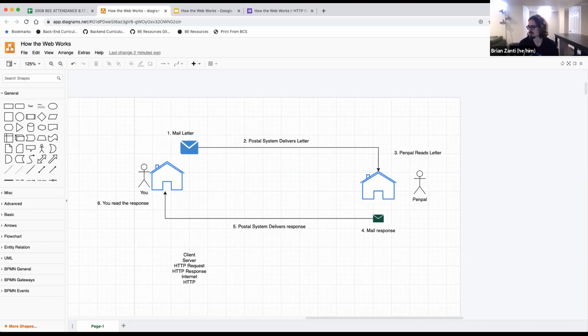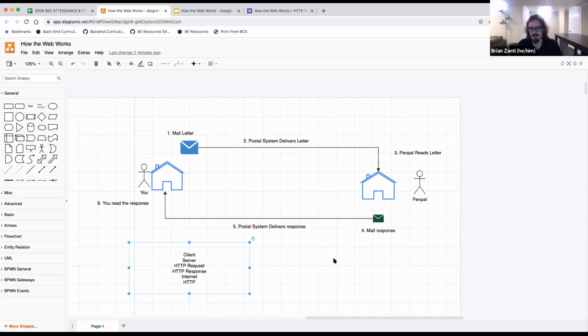What about the response? Can I get a volunteer? Grant. Yeah, the mail response. That's what they're asking for. The server shoots them a response. Yep.